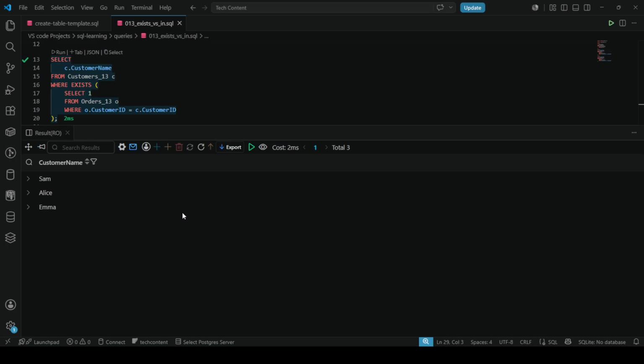So here is the easiest way to remember the difference. IN asks: is this value in that set? And EXISTS asks: does at least one matching row exist? So these are the two differences. They can produce the same result for many queries, but conceptually they solve the problem differently.